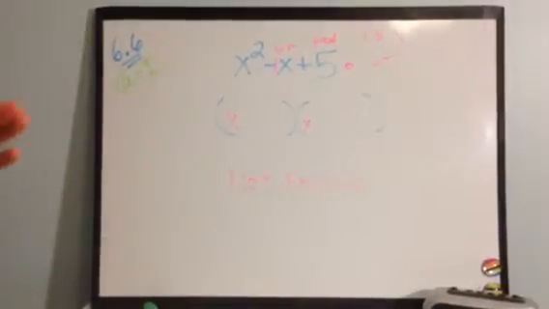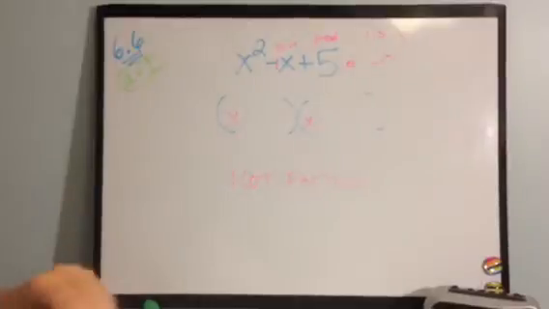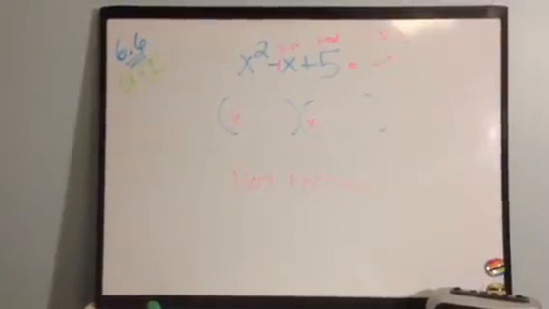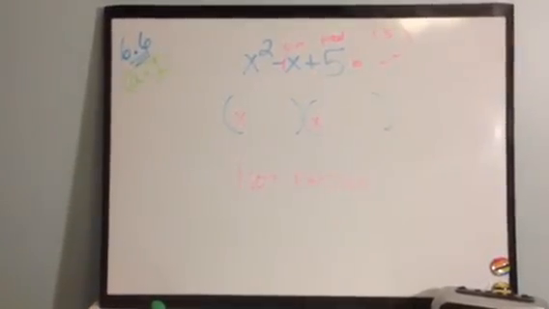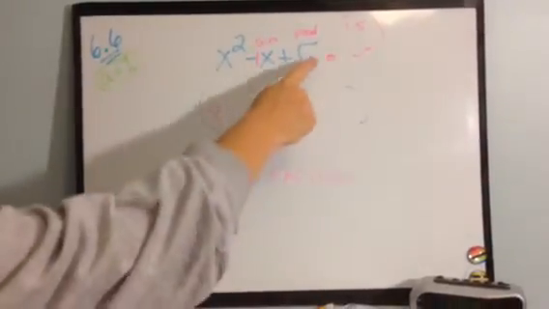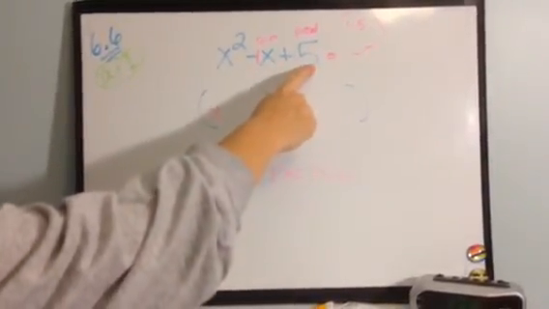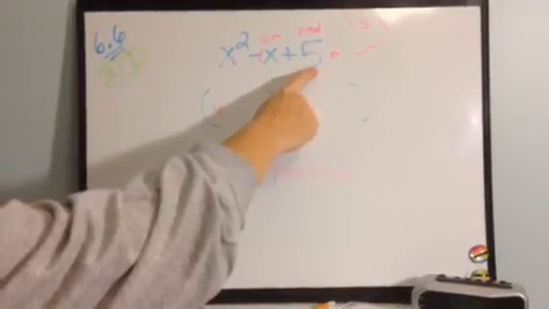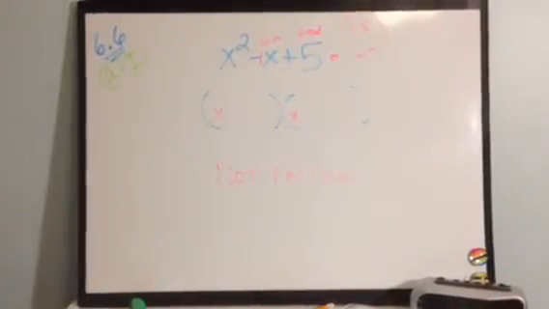As you go through 6.6, you're going to run across several other problems like this. Look through your notes to help you. But that is the basis. Basically, you want to see what factors can multiply to give you the 5 and add to give you that middle term.